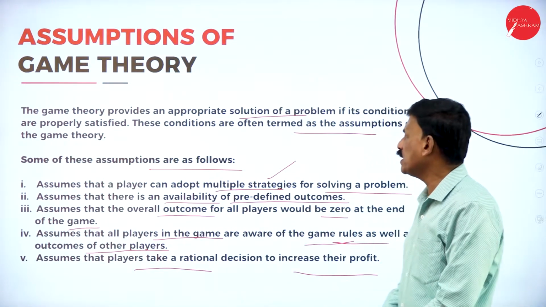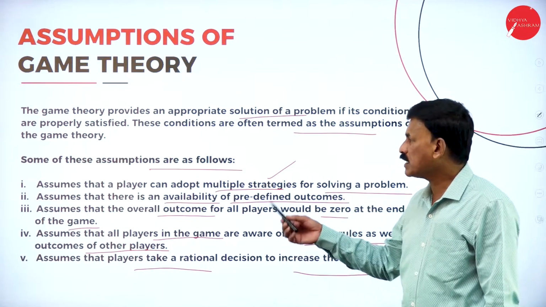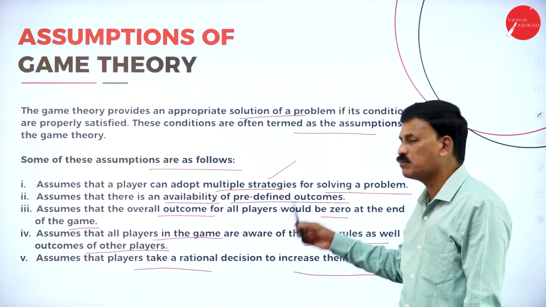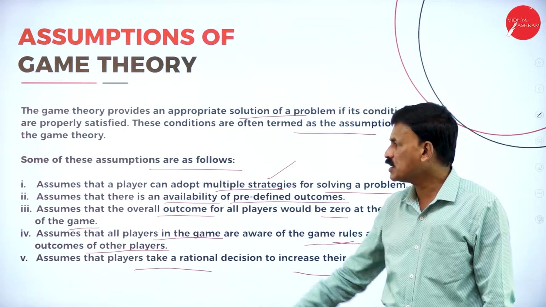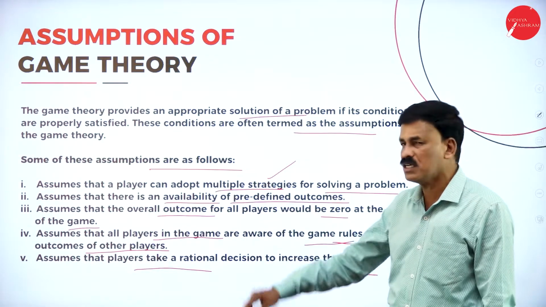Assume that a player can adopt multiple strategies for solving the problem. And the second one is, assume that there is an availability of predetermined outcome, and also assume that the overall outcome for the player would be 0 at the end of the game.